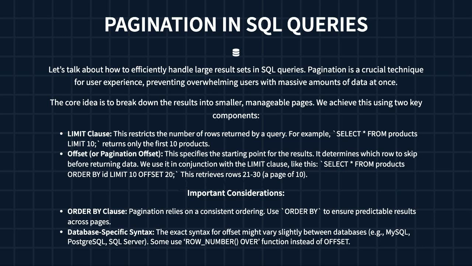We use the limit clause to restrict how many rows are returned by our query, and the offset clause tells SQL when to start returning those results, essentially skipping some rows. Think of it as jumping to a specific page number. But remember, you always need an order by clause to make sure your pages are in the correct order. And just a quick note, the way we implement offset might be slightly different depending on which database system you're using.